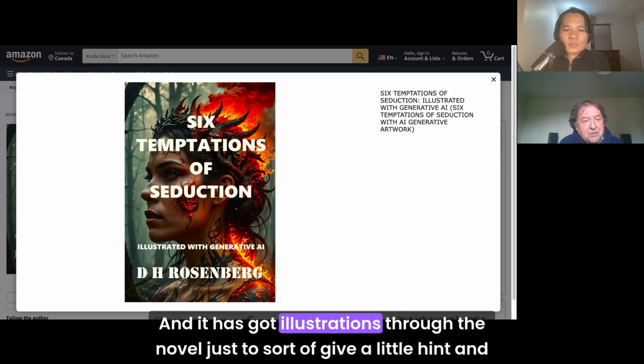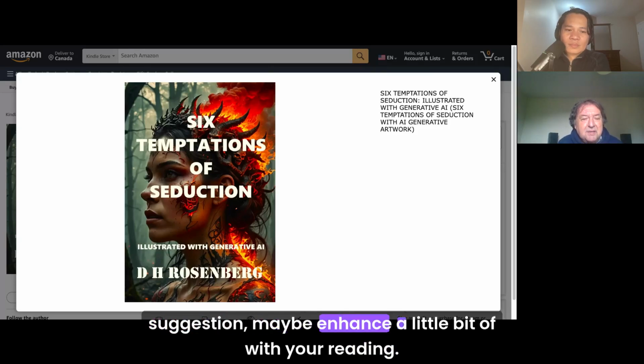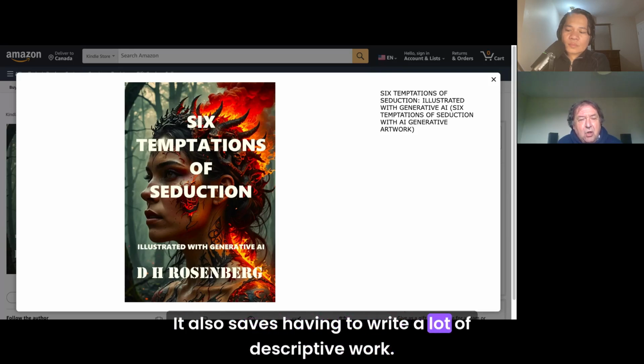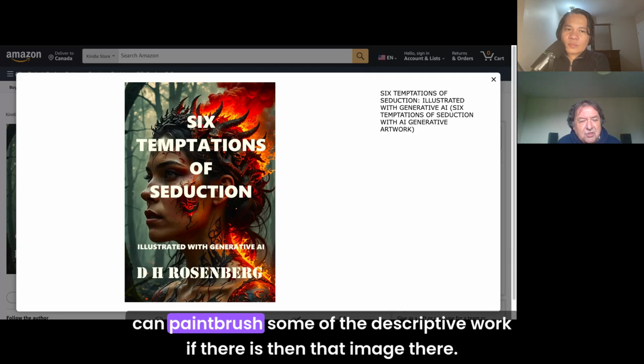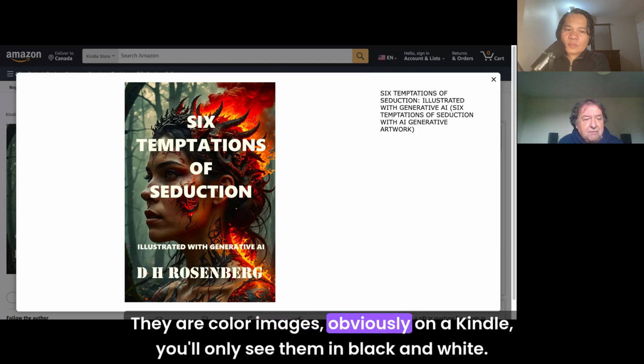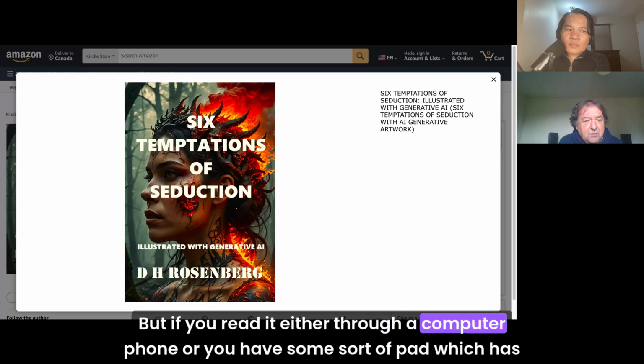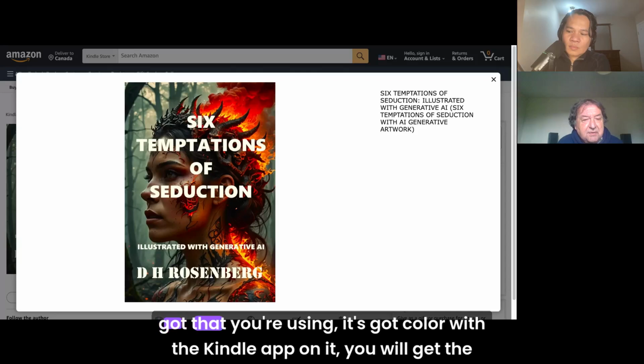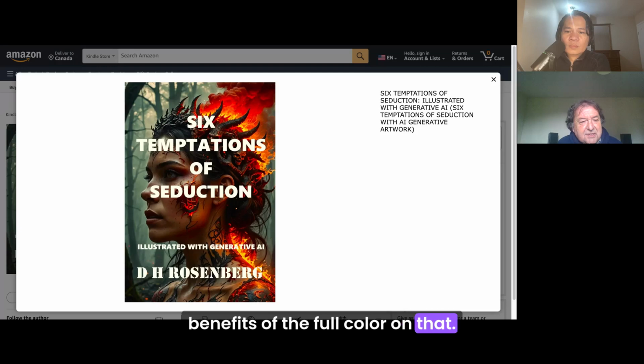It has got illustrations through the novel, just to give a little hint and suggestion, maybe enhance your reading a little bit. It also saves having to write a lot of descriptive work. I can paintbrush some of the descriptive work if there is an image there. They are colour images. Obviously on a Kindle, you'll only see them in black and white, but if you read it through a computer, phone, or some sort of pad with a Kindle app on it, you will get the benefit of the full colour.